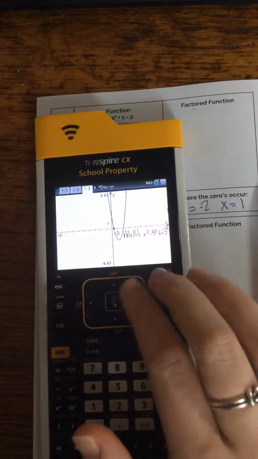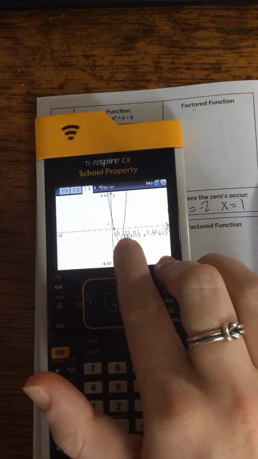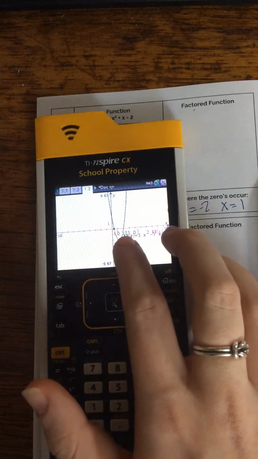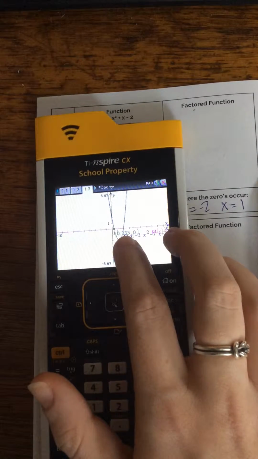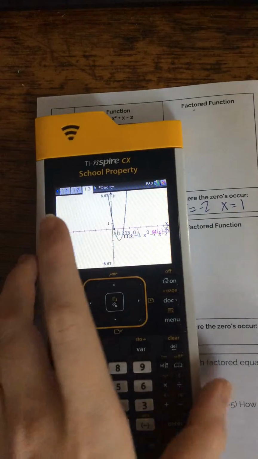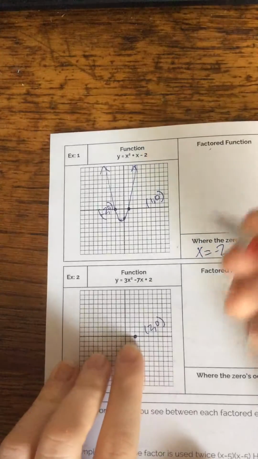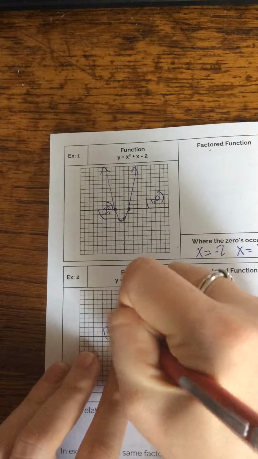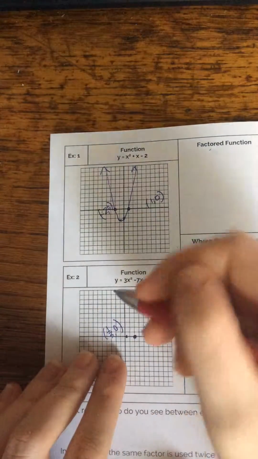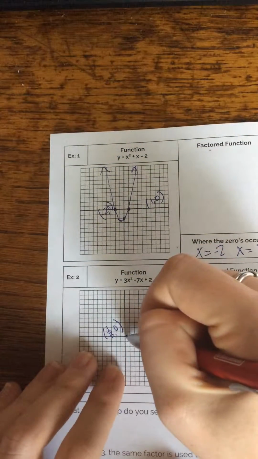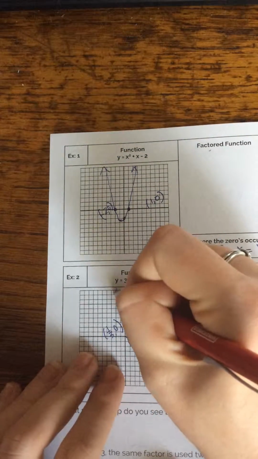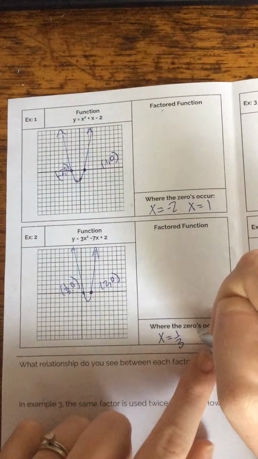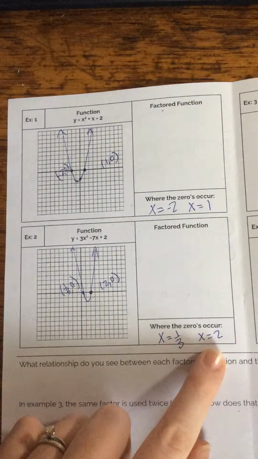That point is 0.33333, and instead of using decimals, we're going to use fractions. So does anybody know what 0.333 repeating forever is as a fraction? It's 1/3, okay? So that means it crosses at 1/3, 0. So a third of the way between 0 and 1, okay? From there you can sketch your parabola. But those are where our zeros occur. Our zeros occur at x equals 1/3, and our zeros occur at x equals 2.